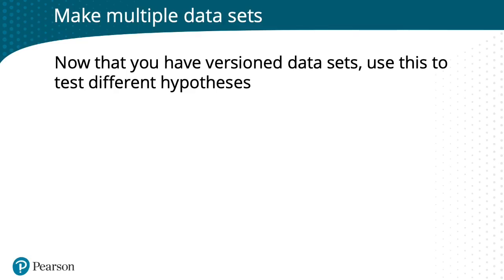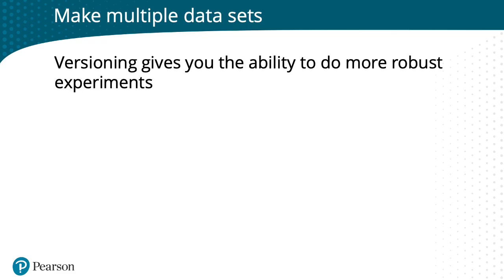All right, you've gone through all of that work to get your data sets analyzed, you've got them featured, you're ready to go. So, now that you know how to version your data, you might actually take the time to use this to test out different hypotheses. So, this is where you can actually go through and make multiple data sets in an automated fashion because you have these tools available to you. So, with versioning, you're able to do more robust experimenting because you're able to confidently reproduce your experiments.